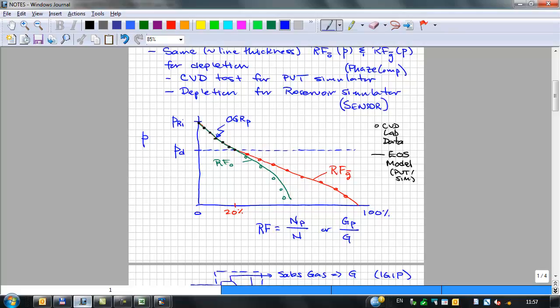We're doing 500 PSI pressure drops. There's no relative permeability. But at least now we've eliminated the pore volume difference.